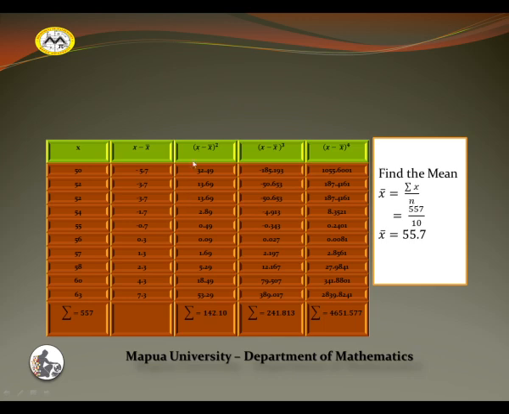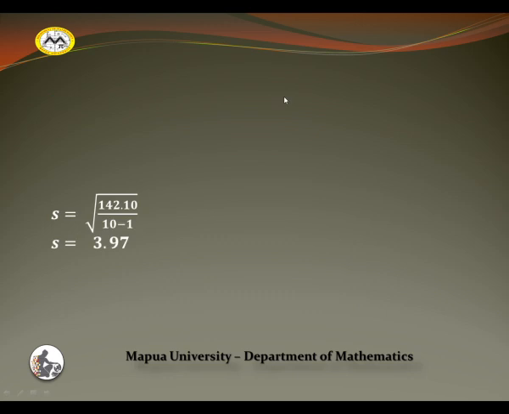Then the sum of the difference of the score and the mean raised to square is 142.10. The sum of the difference of the score and the mean raised to cube is 241.813. For raised to the fourth, it is 4,651.577. So we have the tabular solution right away, so that we can substitute to the formulas.